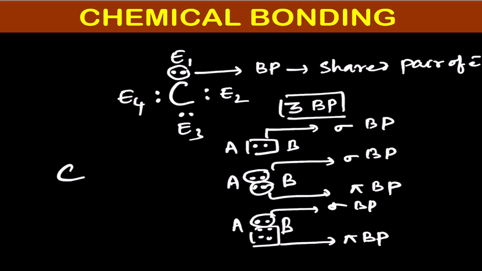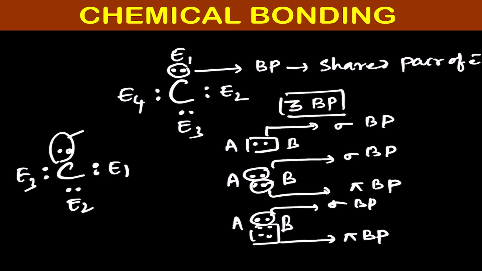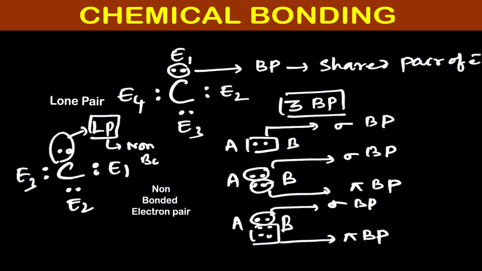Sir, we understood what bond pairs are. What is a lone pair, sir? Suppose the central atom is bound to element E1, element E2 and element E3. But there is one electron pair which resides only on the central atom and it is not shared with any neighboring atom. Then we call that a lone pair of electrons. A lone pair of electrons is a non-bonded electron pair. It is these electron pairs around the central atom which decide the shape of the molecule.